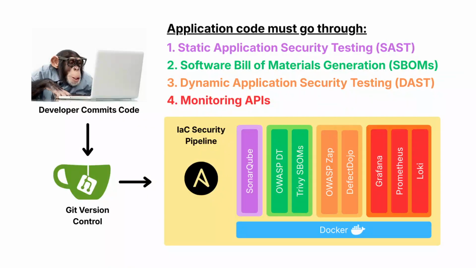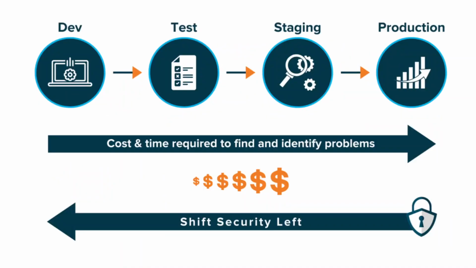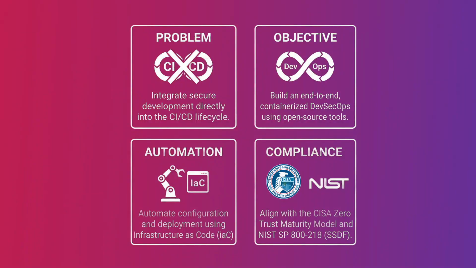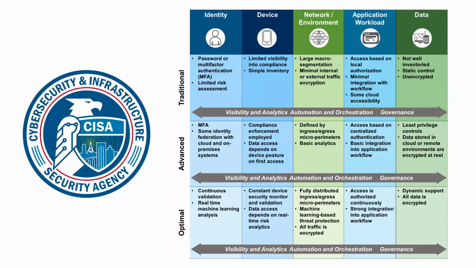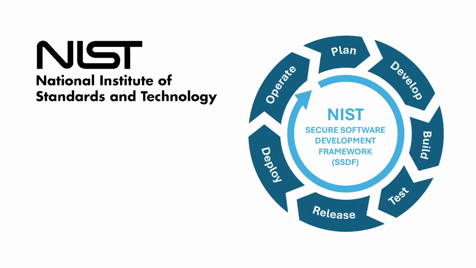Our main challenge was addressing the growing need for proactive application security. So instead of treating security as an afterthought, our goal was to build an end-to-end, fully containerized DevSecOps solution that shifts security left. And as you'll see in our video, we achieve this by automating security scans using open source tools within our pipeline and managing our infrastructure entirely as code. Our entire architecture was designed to align strictly with the CISA Zero Trust Maturity Model and NIST Secure Software Development Framework. So let's dive right in.